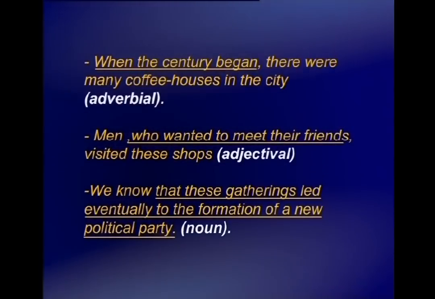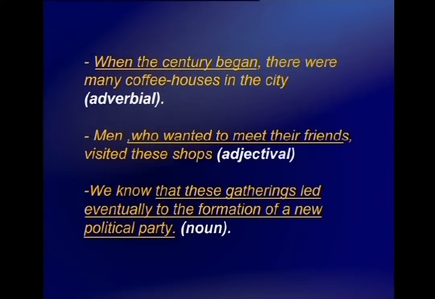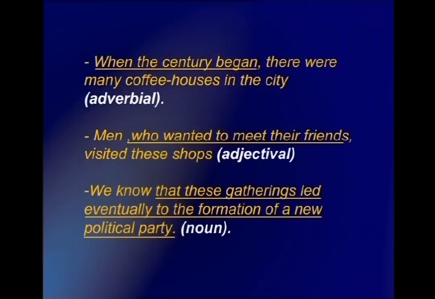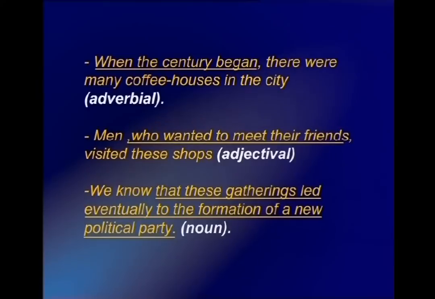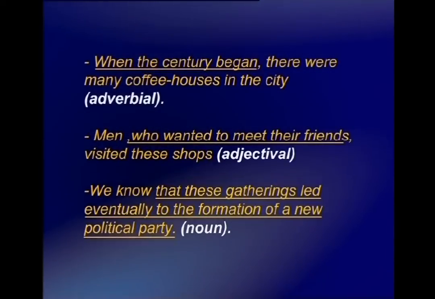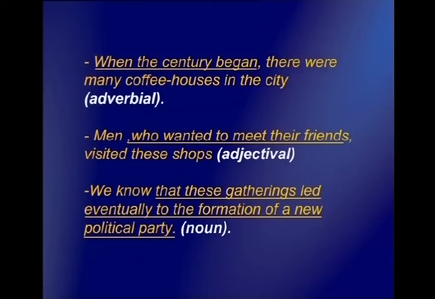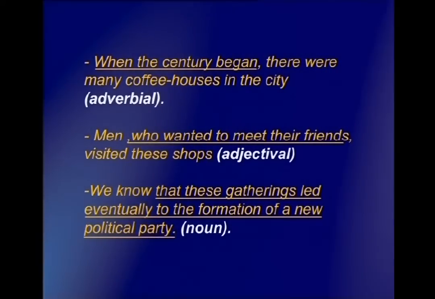Men visited these shops. That is the independent part of the sentence. The dependent part is who wanted to meet their friends. And that phrase is adjectival. That's an adjectival clause. And the third one, we know that these gatherings led eventually to the formation of a new political party. And over here, the independent statement is we know. And that these gatherings led eventually to the formation of a new political party, that is a noun clause. That statement is a noun clause.